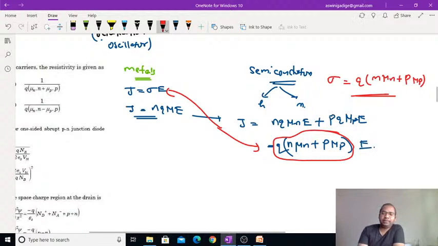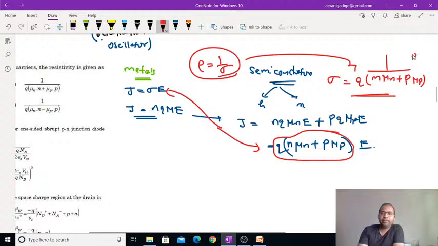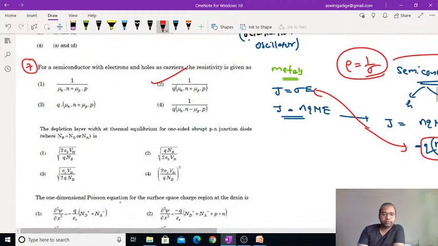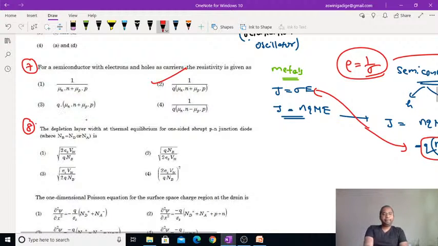And in the question he is asking the resistivity. Resistivity is equal to 1 divided by conductivity. Just reverse this one, you will get the resistivity. Fine. So your correct option is the 2. Second option is the correct one. Next, coming to the 8th question.